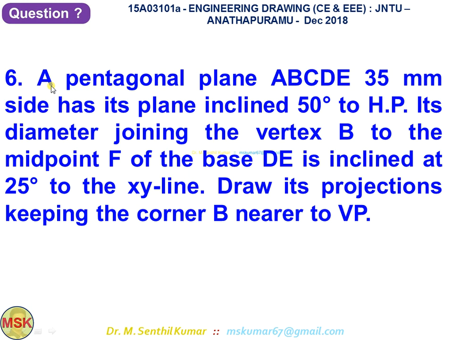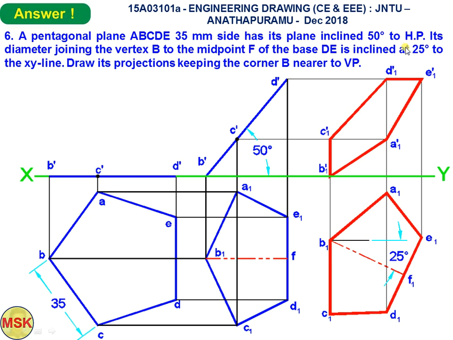The sixth one is a pentagonal plane ABCDE of 35 mm side has its plane inclined at 50 degrees to HP. Its diameter joining the vertex B to the midpoint F of the base DE is inclined at 25 degrees to XY line. Draw its projections, keeping the corner B nearer to the VP. So this is the problem.